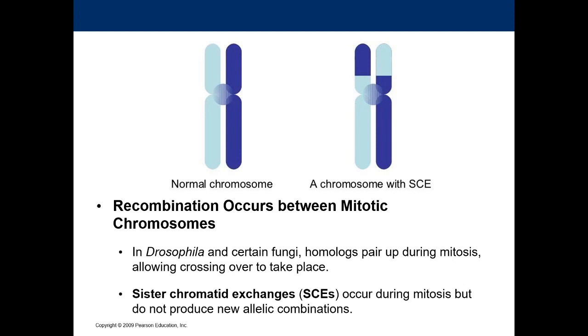Recombination also occurs between mitotic chromosomes. In Drosophila and in certain fungi, homologs pair during mitosis, allowing crossing over to take place. So sister chromatid exchange occurs during mitosis but does not produce new allelic combinations because sister chromatids are actually the same, clones of each other. The end.